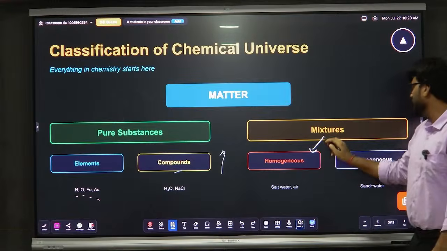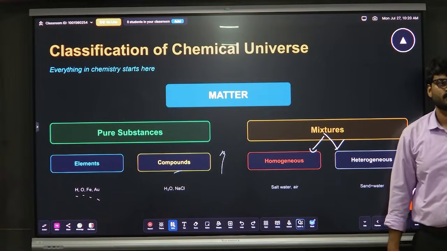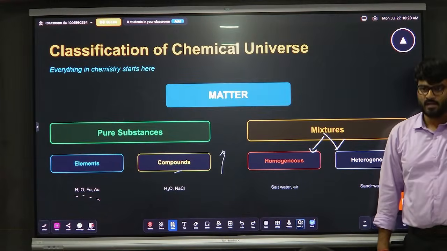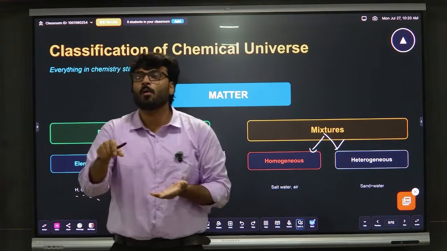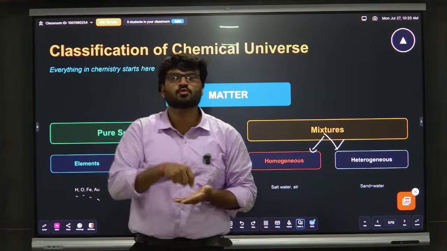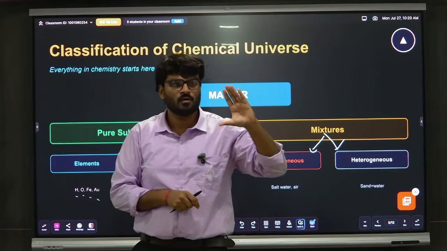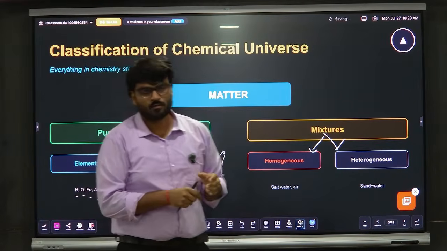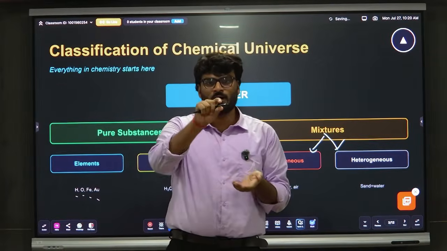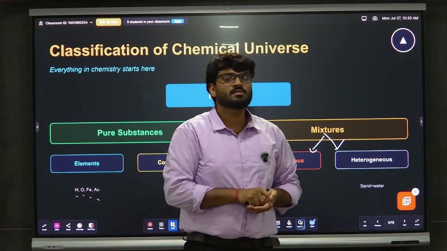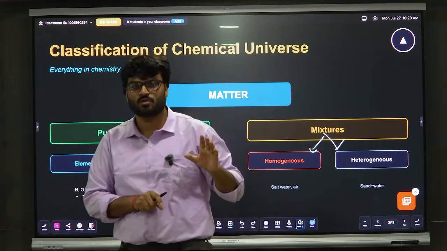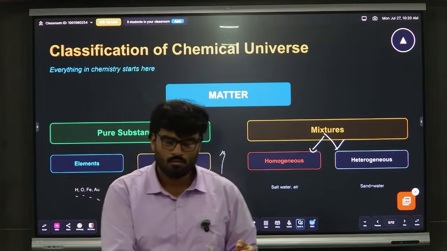And homogeneous mixture and heterogeneous mixture, who will tell the difference? I told you that day also, homogeneous is what? When your solute and solvent are mixed properly throughout the entire solution. Let's say I have a glass of water. If the amount of solute in the above part and in the below part is the same, then it is a homogeneous mixture, a homogeneous solution.